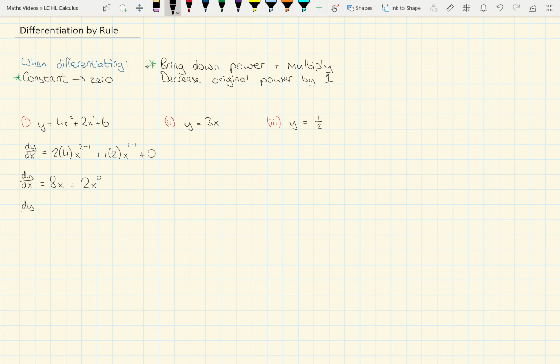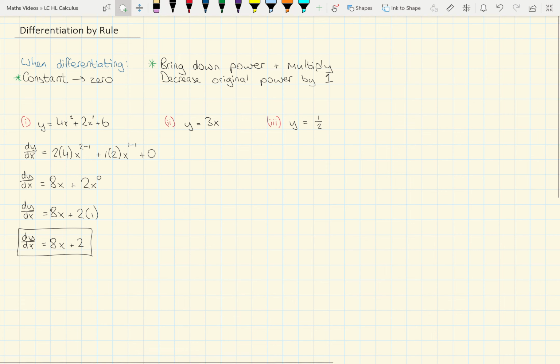I know anything to the power of 0 is 1. So it's equal to 8x plus 2 times 1. So dy dx is equal to 8x plus 2.